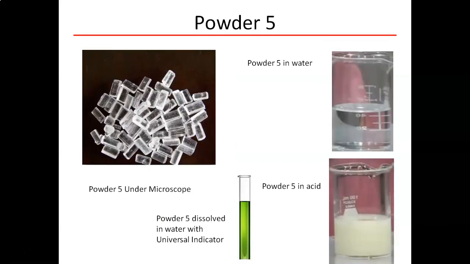Okay, here is the 5th and final powder. Here's what it looks like under a microscope. So you can record your crystal color, the crystal shape, and the crystal clarity. This is what it looks like when we added it to water. This is what it looks like when we added it to an acid. And this is what it looks like with the universal indicator. So again, pause the video, record your observations.